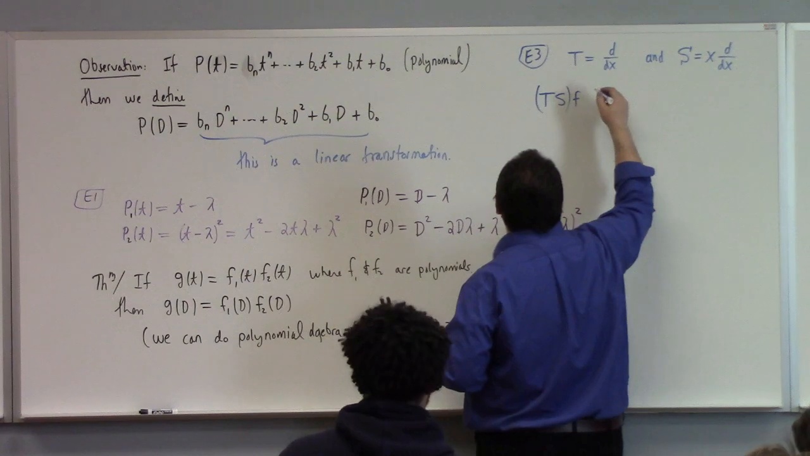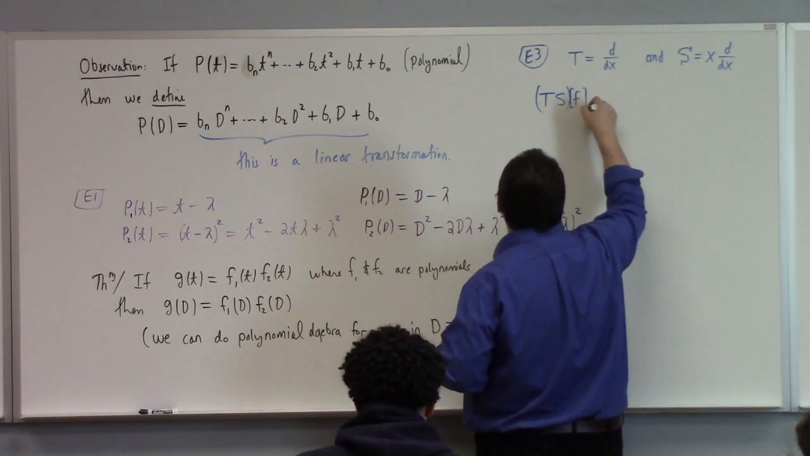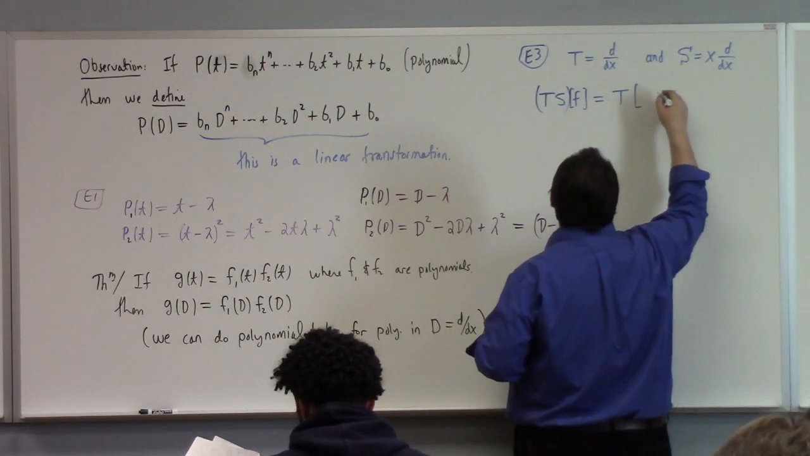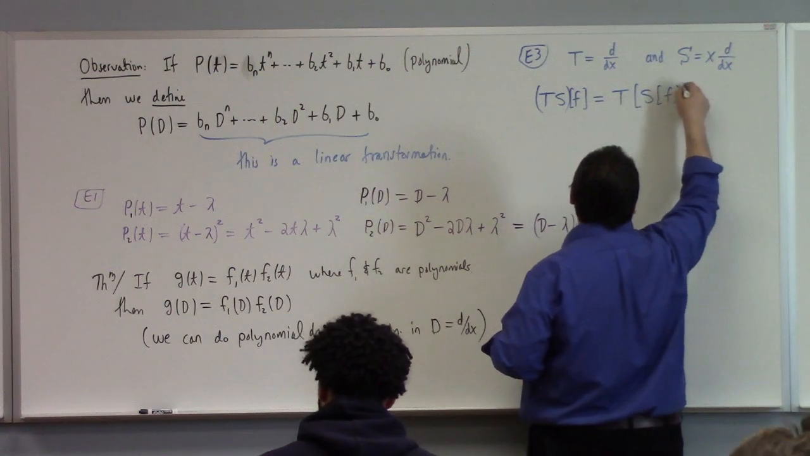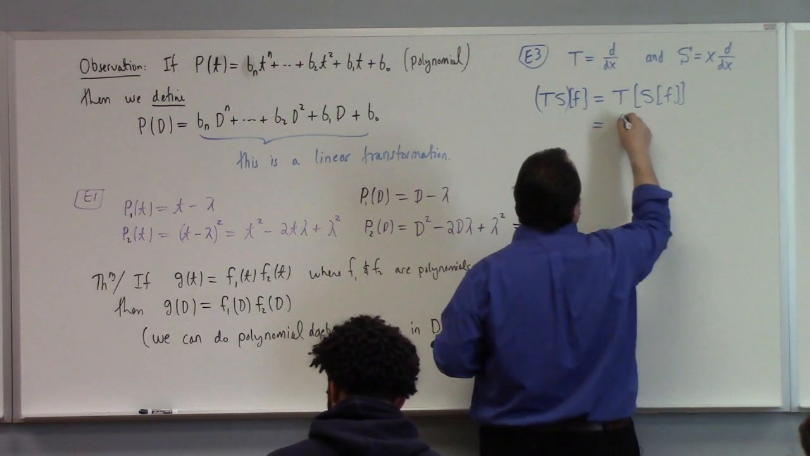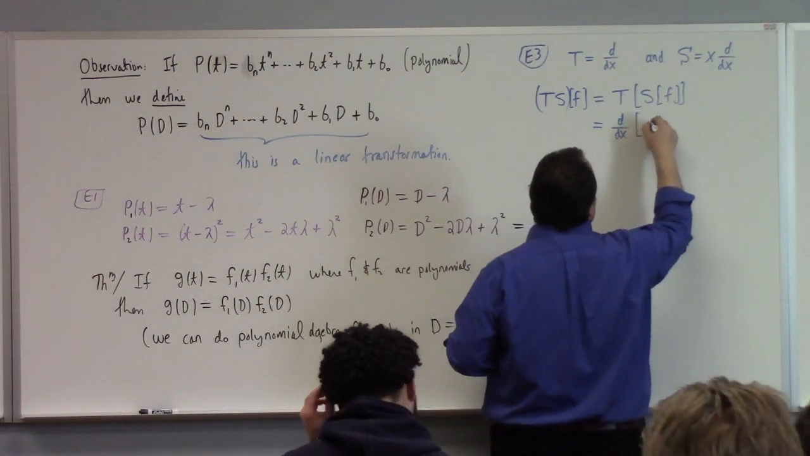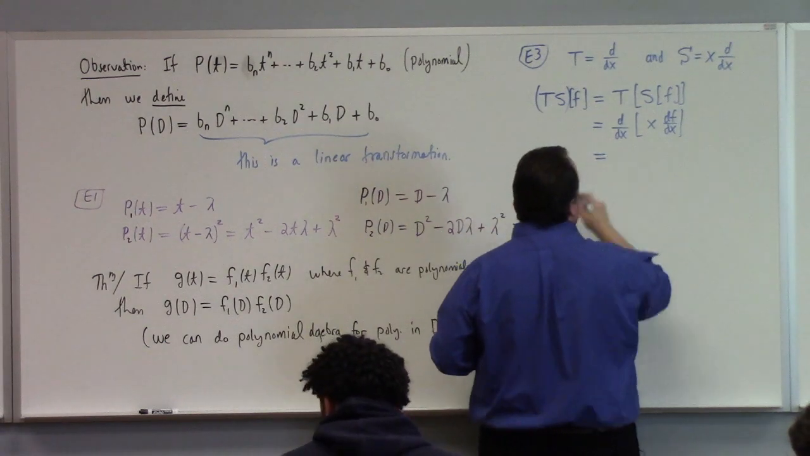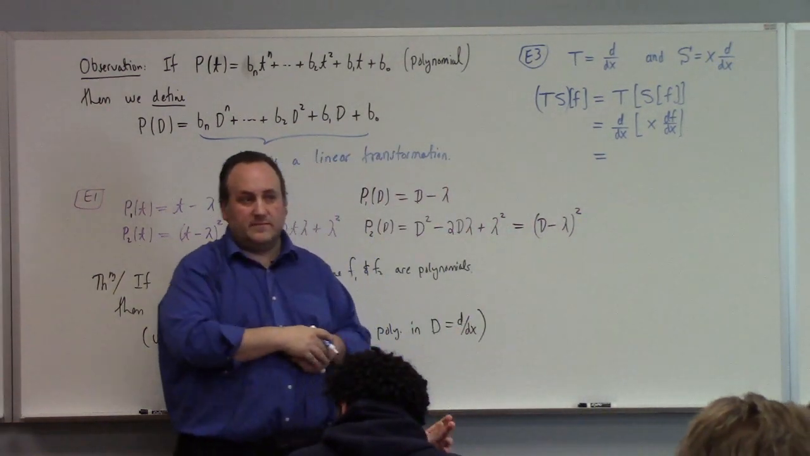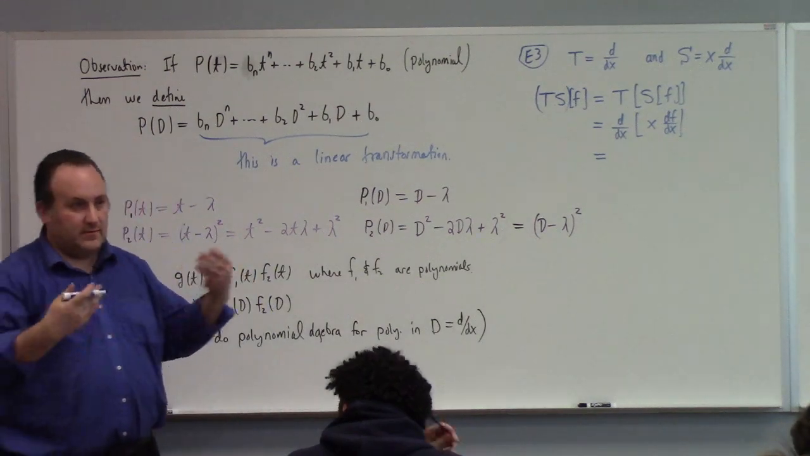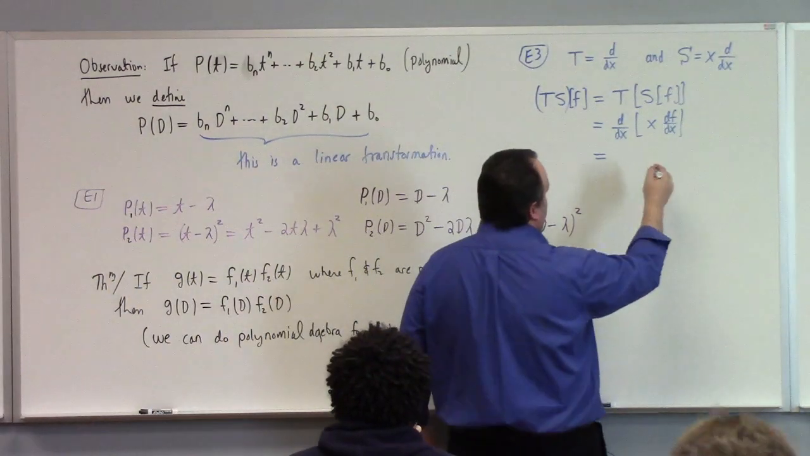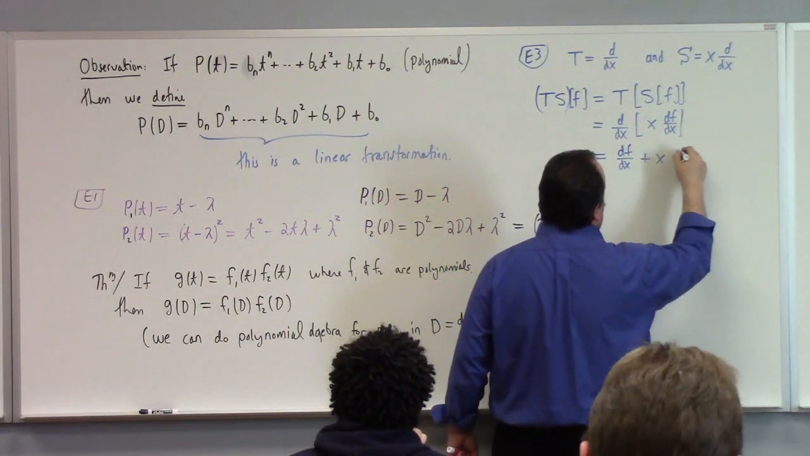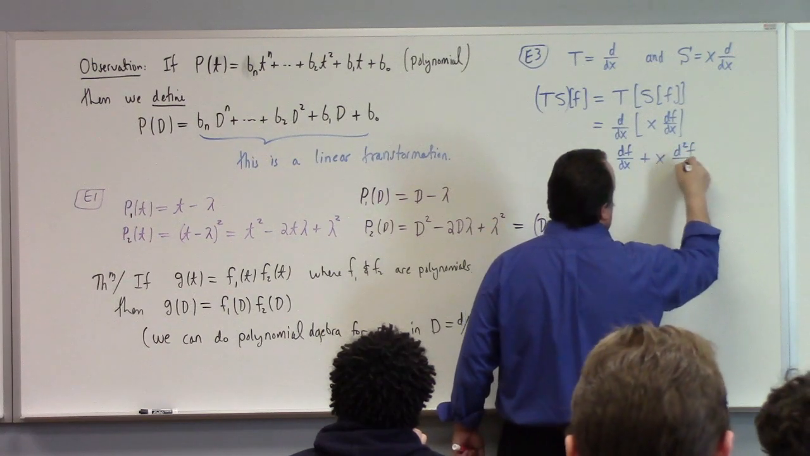Sometimes I put parentheses and square brackets to indicate operation on a function, so I'll do that here. We have TS of f. All right, great. What does that mean here? That means d dx acting on x times df dx. But what is that? That's a product of functions, so I have to do the product rule. So I have df dx plus x times, well, what? d squared f dx squared, right?